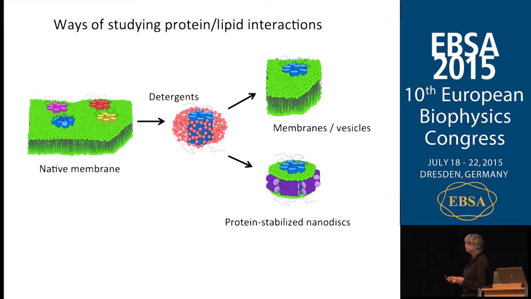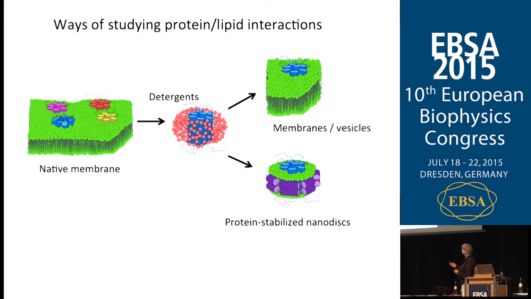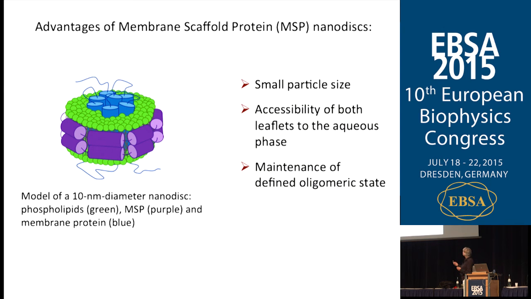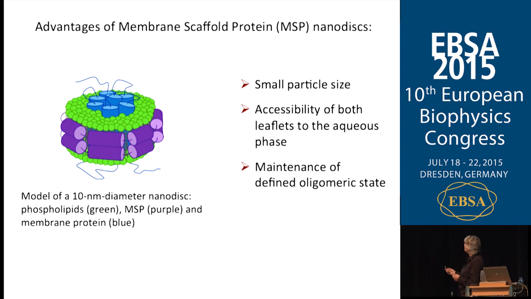Now these nanodiscs here are protein-stabilized nanodiscs. They were developed in the lab of Steve Sligar a number of years ago, and they've been very popular because they have a number of advantages over vesicles. Of course, the vesicles have the advantage that you can do transport studies, but the nanodiscs also have several advantages. They're very small, so they're much easier to study. Both ends are accessible to the aqueous phase. And also an important thing is that once you have captured a protein in a nanodisc, it has a defined oligomerization state, and this oligomerization state will remain.